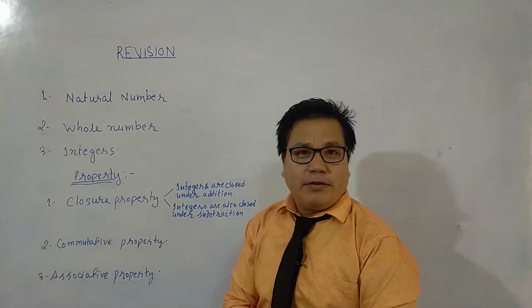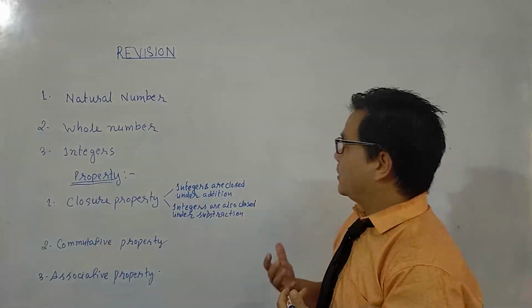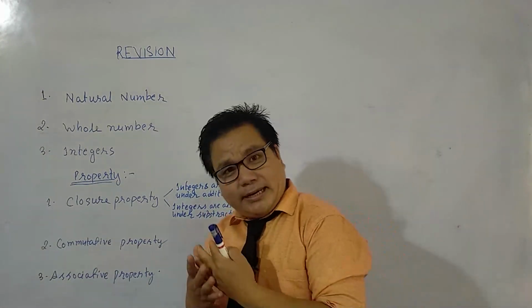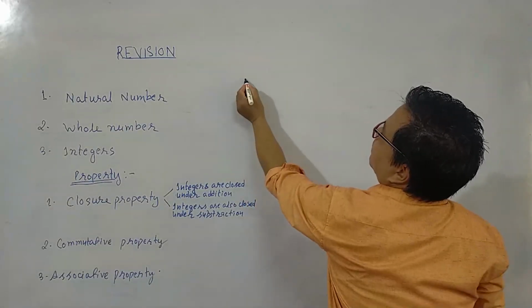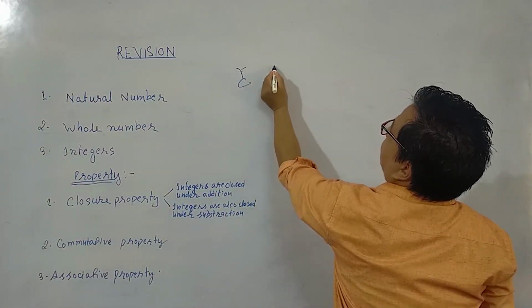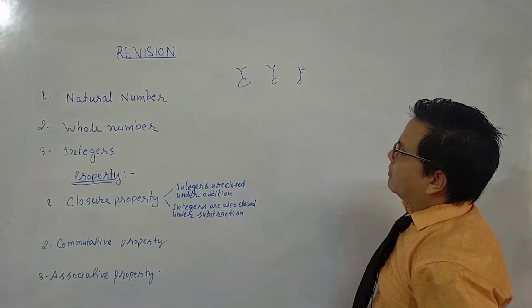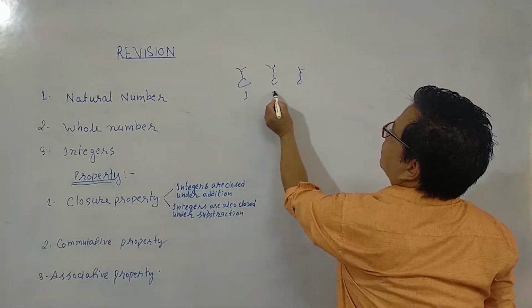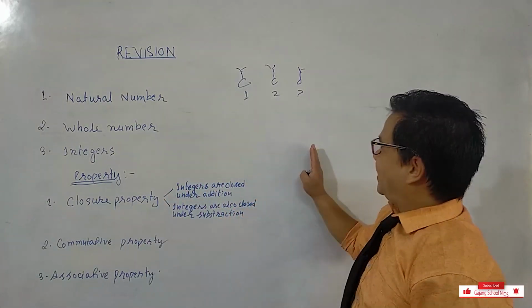First of all, we had already learned the natural numbers. What is a natural number? A natural number is one that we can count. Suppose there are three apples. Let us count: 1, 2, 3. How many apples are there? Three apples are there.